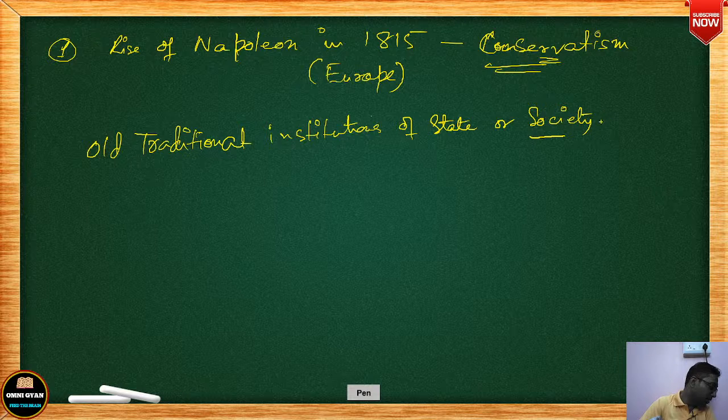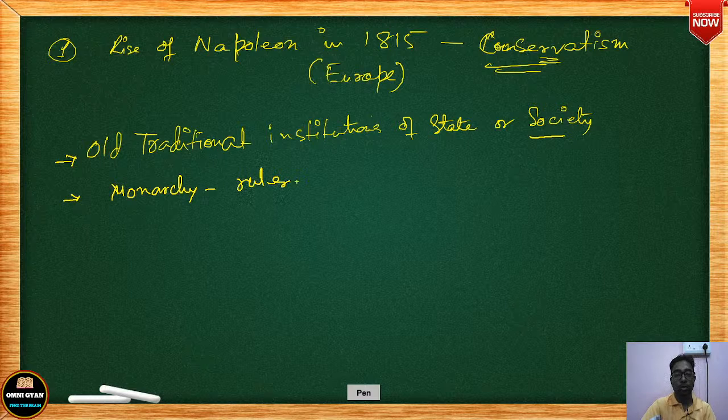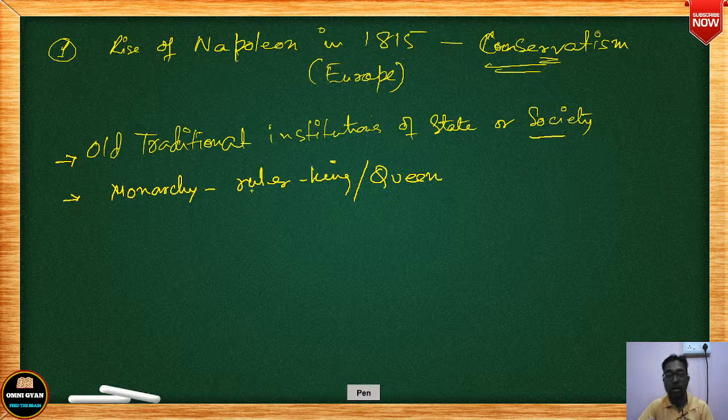European governments believed that monarchy, the church, social hierarchy and property should be preserved. So what happened was, at that time there were kings and queens, that is why monarchy. Monarchy means the ruler is always either a king or a queen. We call that monarchy. So this monarchy system was being supported because it fell under this old tradition.